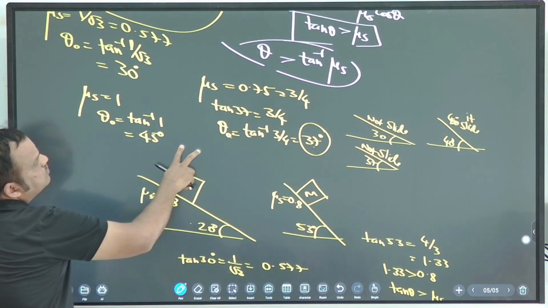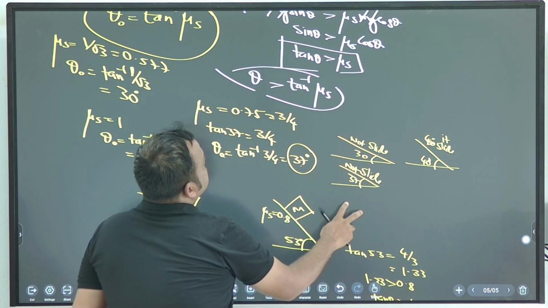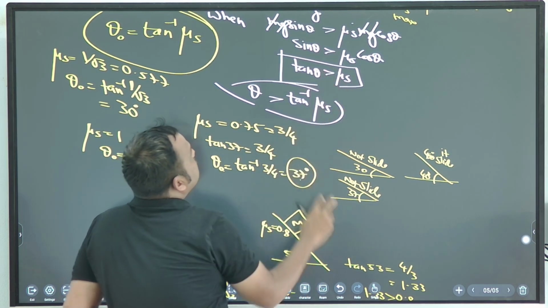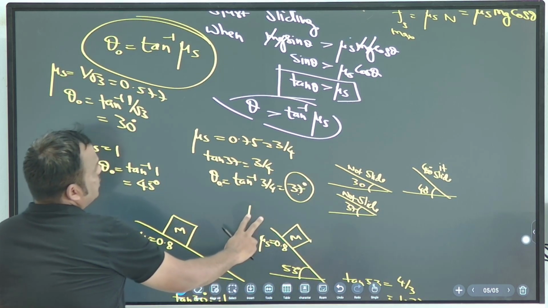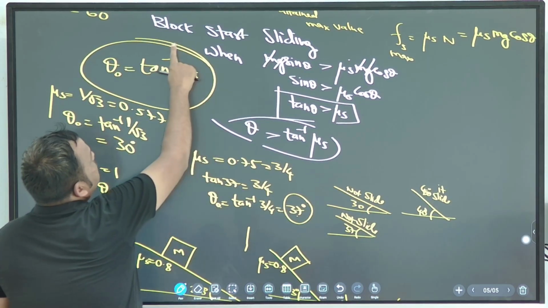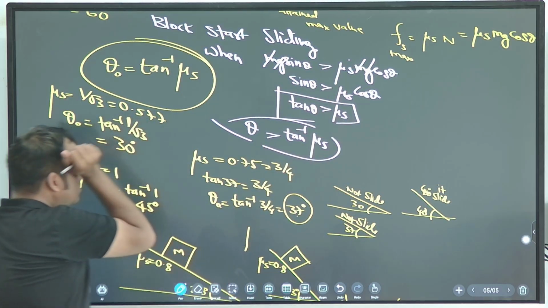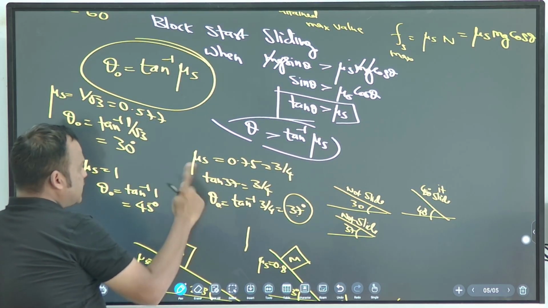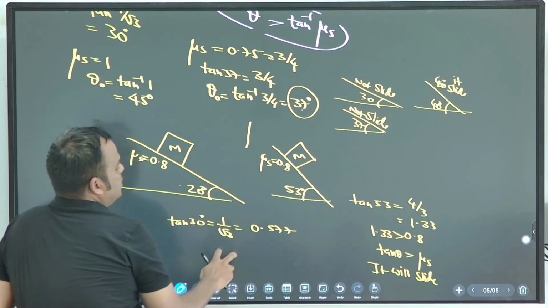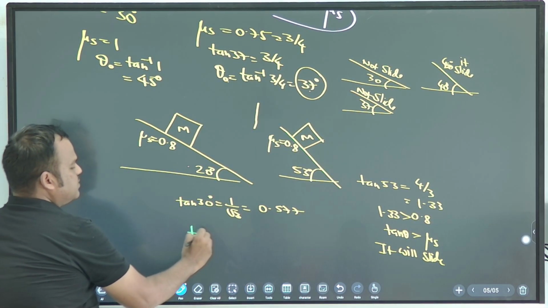Remember, if tan theta is greater than mu s, it will slide. The block starts sliding when tan theta is greater than mu s. If it is equal to mu s or less than mu s, it will not slide. You can memorize it like this.